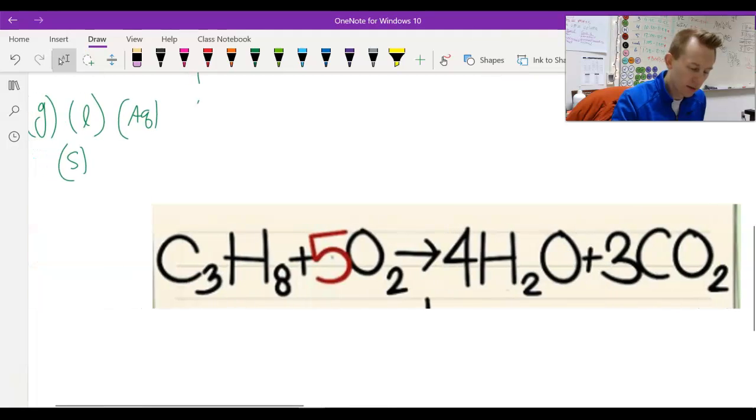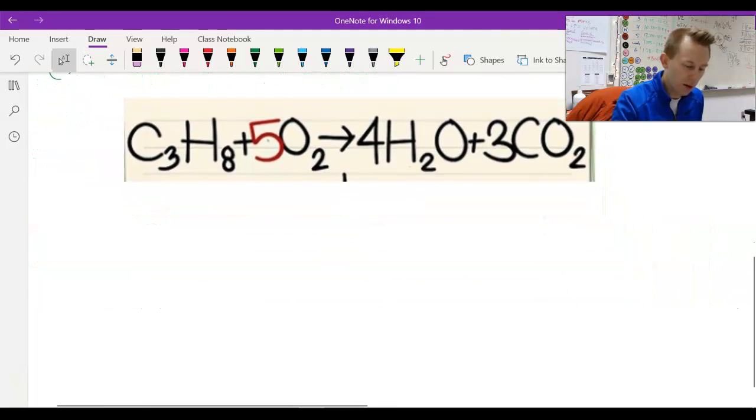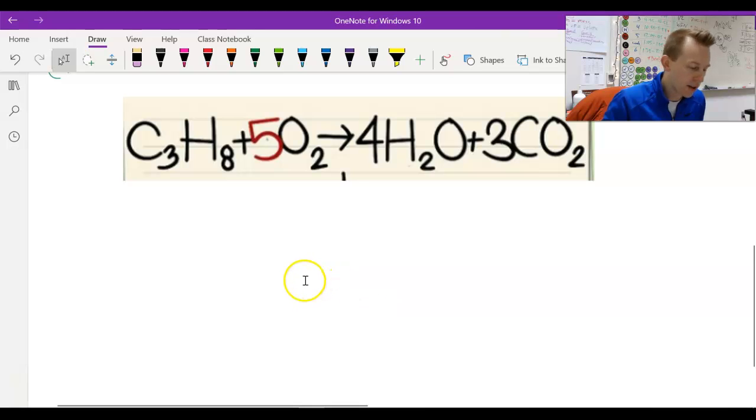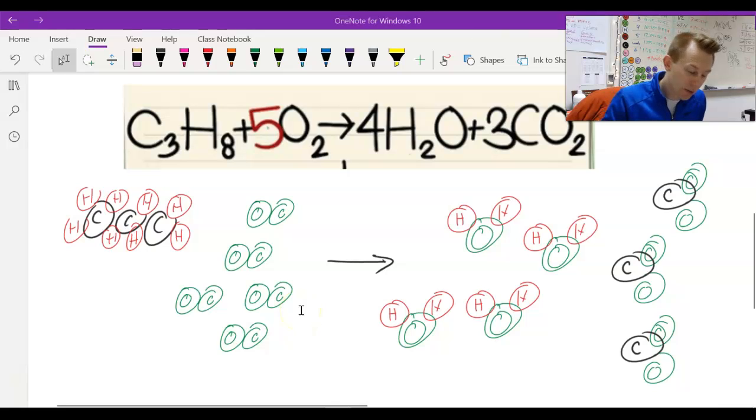Alright, one last one. Go ahead, pause, try this one on your own, and then I'll show you the answer when you're ready for it. Alright, this one was a little bit trickier, a little bit more drawing, but same idea. So C3H8, we've got 3 carbons, 1, 2, 3, then 8 hydrogens, 1, 2, 3, 4, 5, 6, 7, 8. And I only have 1 group of those because it doesn't have a coefficient. Over here, the 5 O2s, I got 1, 2, 3, 4, 5 sets of O2s. This little 2 tells me in one molecule, I've got 2 oxygens.